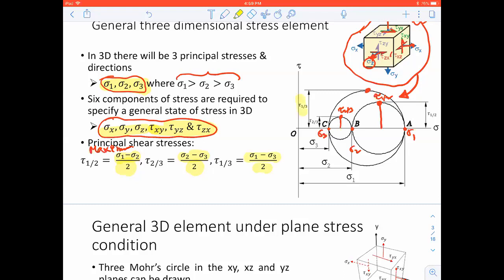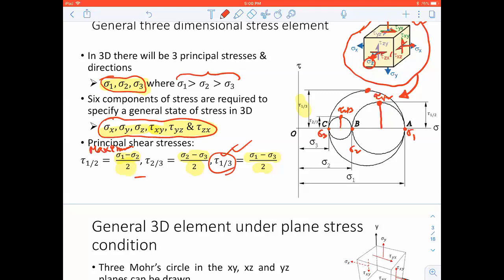Based on this figure, it seems like tau 1/3 is maximum. But you have to calculate all 3 and find out which circle gives you the maximum radius, and that will be the absolute maximum shear stress. And remember the maximum in-plane shear stress we talked about.